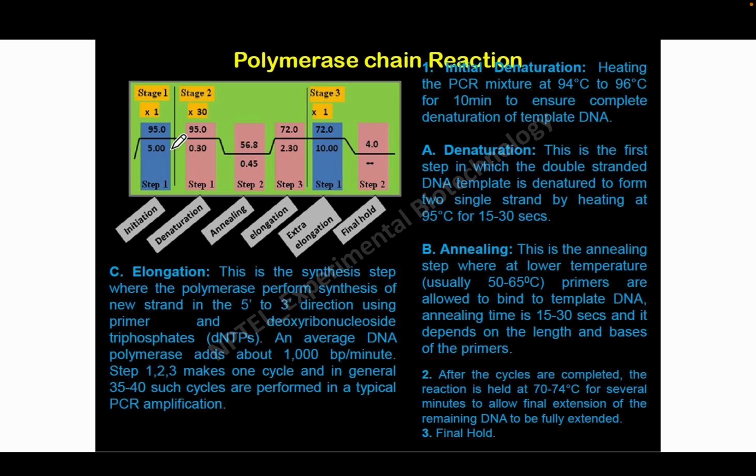This is the first step, in which the double stranded DNA template is denatured to form single stranded DNA by heating at 95 degrees Celsius for 15 to 30 seconds. This varies; 95 or 98 you can also use. Then annealing. Annealing is a step where, at a low temperature, usually 50 to 65 degrees Celsius, primers are allowed to bind to the template DNA. So at this annealing temperature, the primer will attach to the complementary strand.